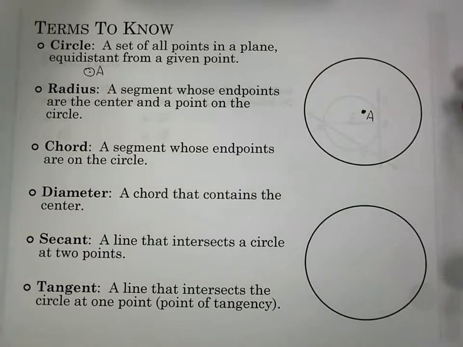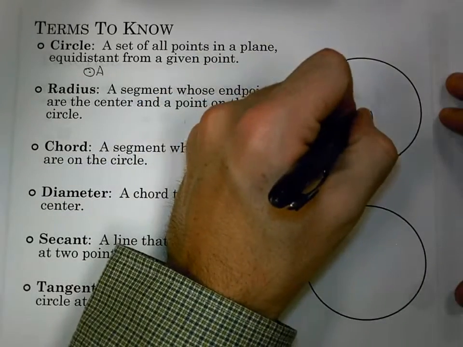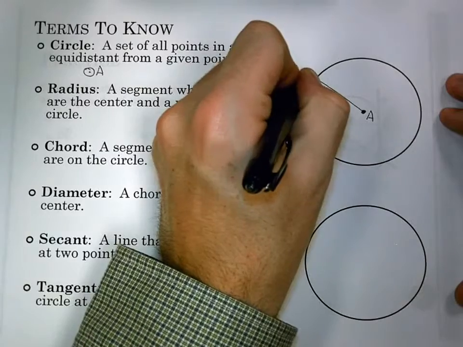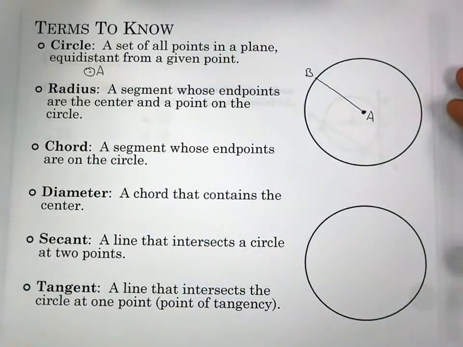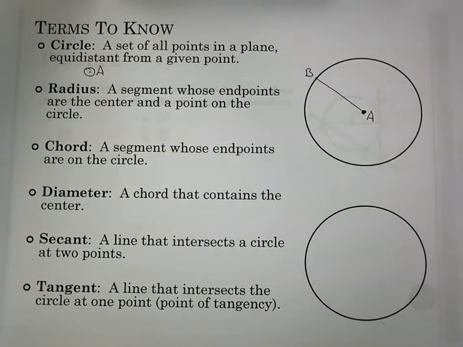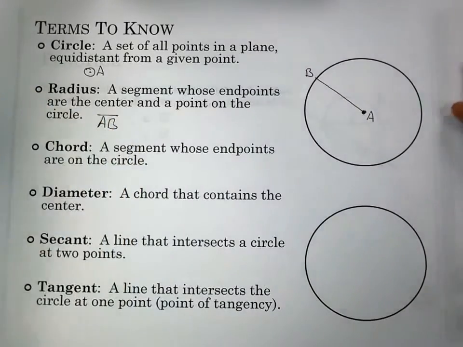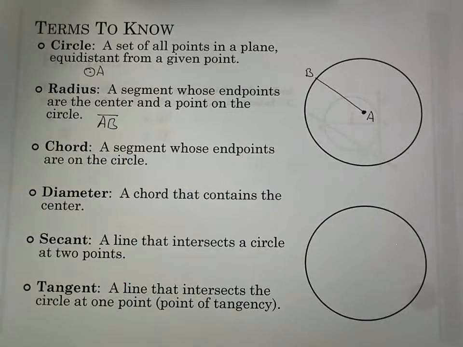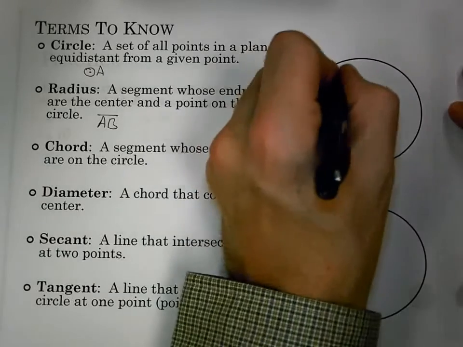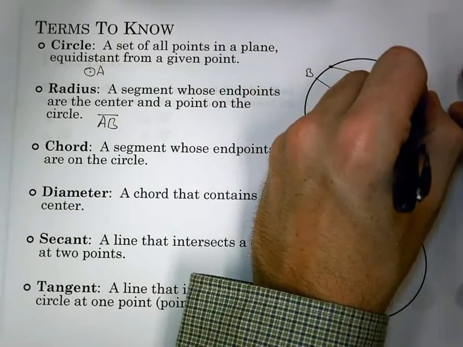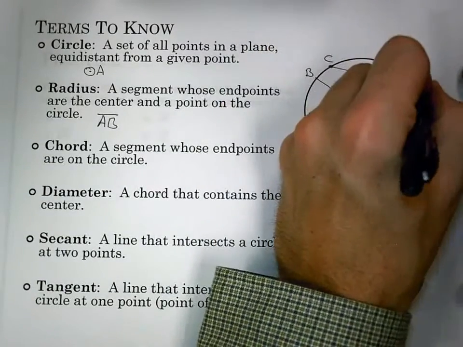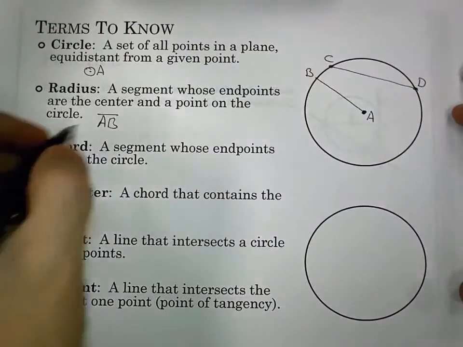Now, a radius is a segment whose endpoints are the center and a point on the circle. So I can draw a segment here, call it AB, that starts at the center, ends on the circle. It's a segment, and it'll be our radius AB. A chord is going to be a segment whose endpoints are on the circle. Now, where a radius has an endpoint at the center, the chord is going to have its endpoints on the circle. So I could call that chord CD.